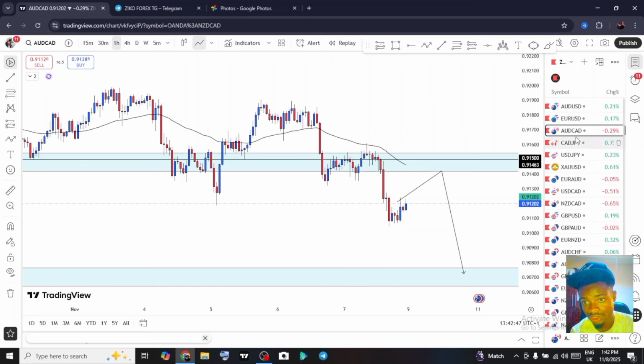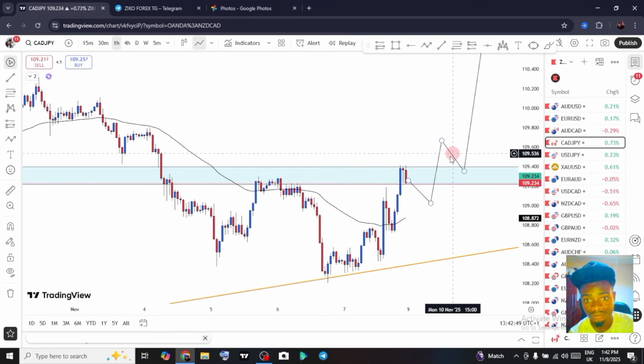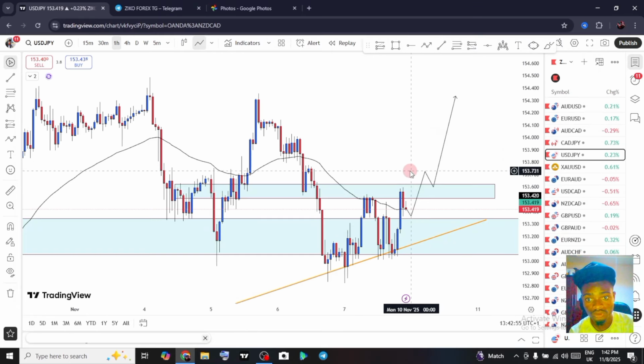We also have two more pairs, CAD JPY for buys, break and retest above here for buys, right? And USD JPY, we're also looking for a break and retest above here for buys.